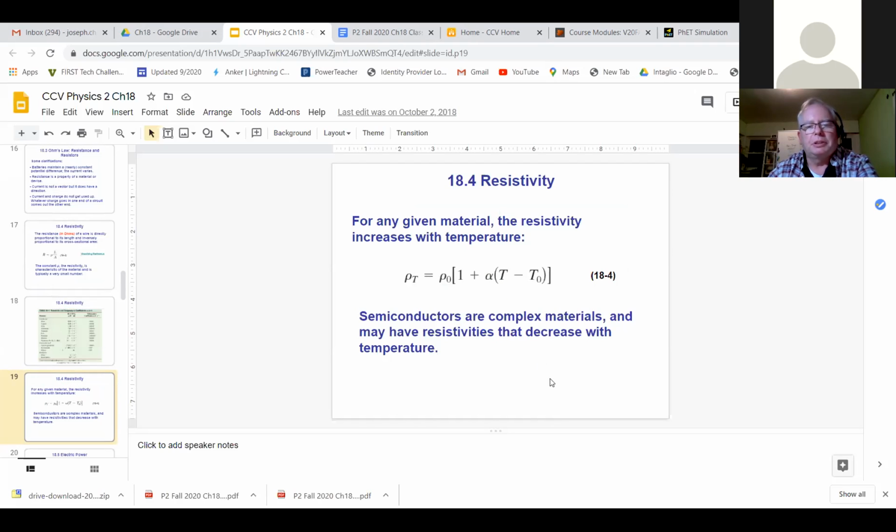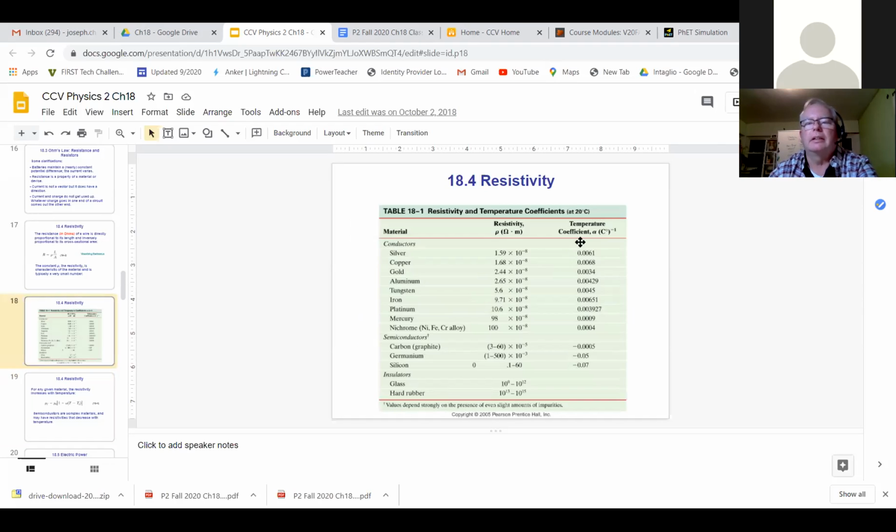And here's how we deal with temperature. So we start off with sort of a base resistivity, and then for every degree above room temperature in degrees Celsius, we would multiply by this coefficient and then add it to the resistivity. So that's what the temperature coefficient is. If you take a look at the previous slide, here they are.